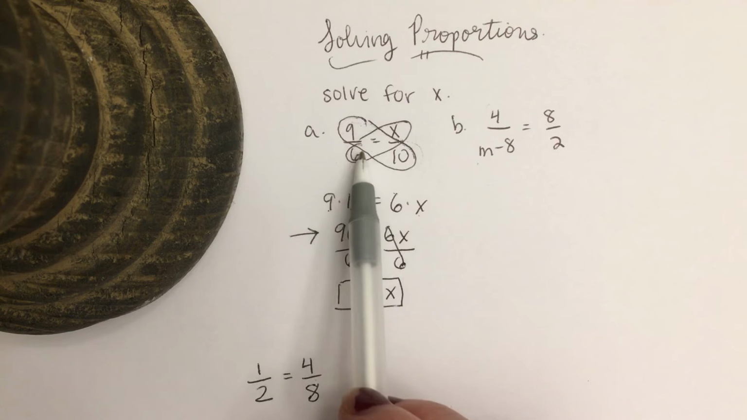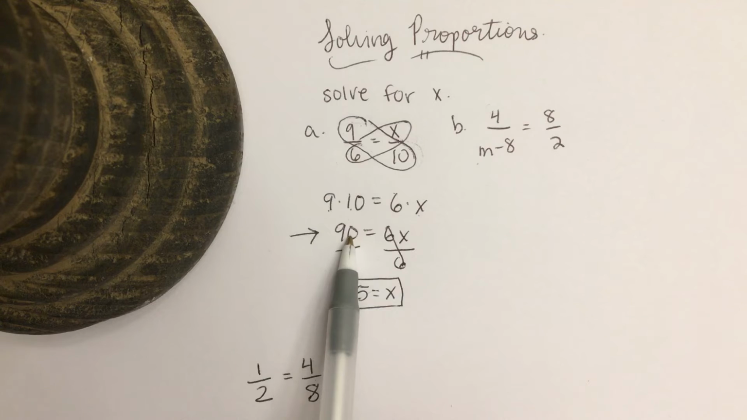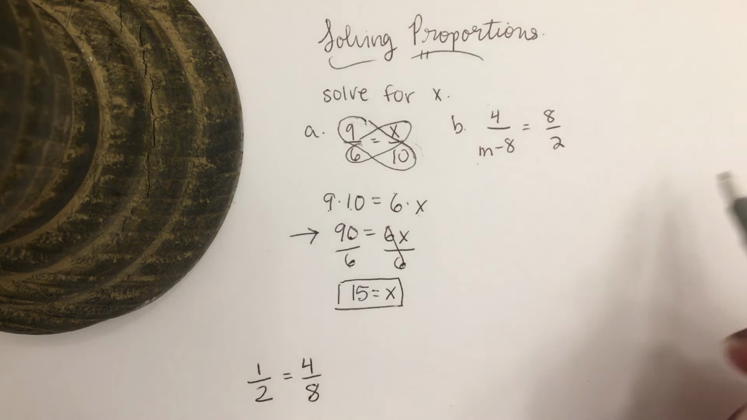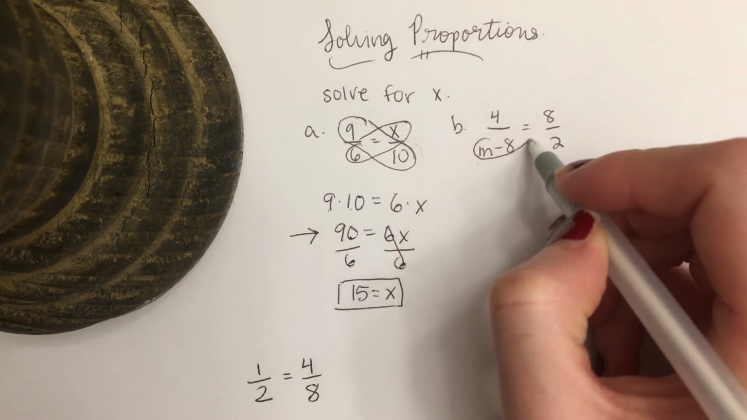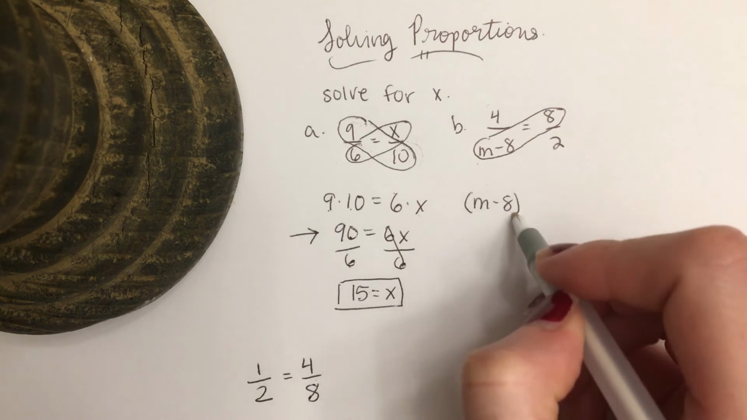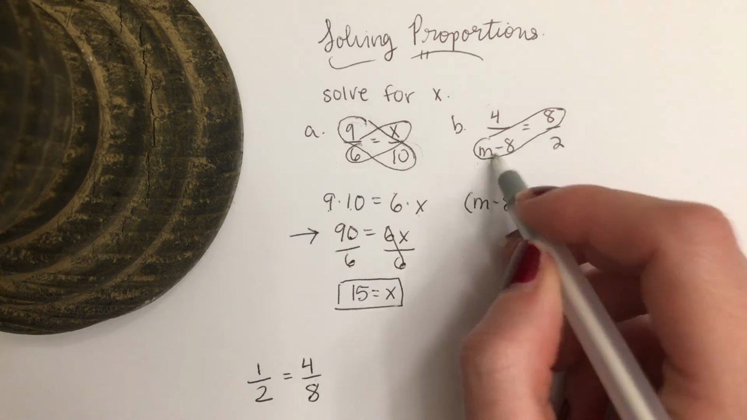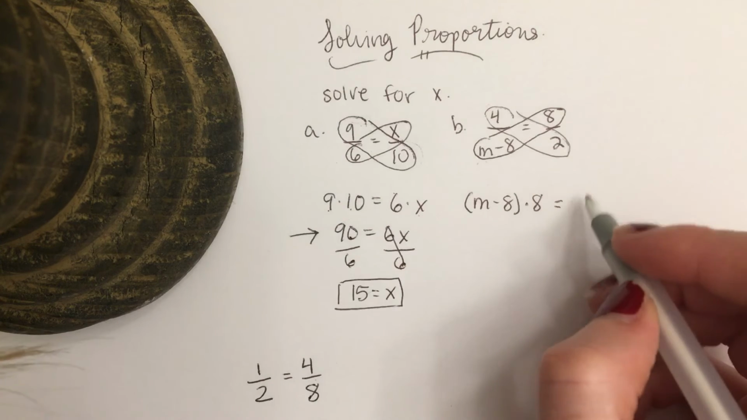So again, cross multiplying, we did that so we could get it to look like an equation that we're a little more familiar with solving. Same thing with b. So again, it doesn't matter which direction you start. So if I start this direction this time, again, that's m minus 8, and I'm multiplying it by 8. I'm taking those two terms and multiplying them together, and I'm setting it equal to that opposite direction, 4 times 2.